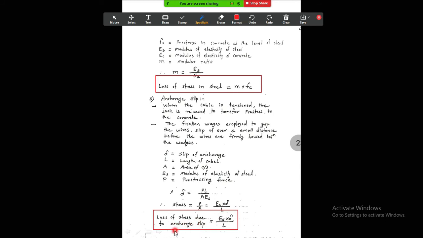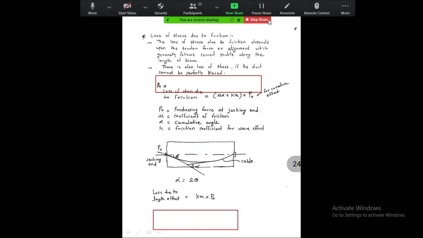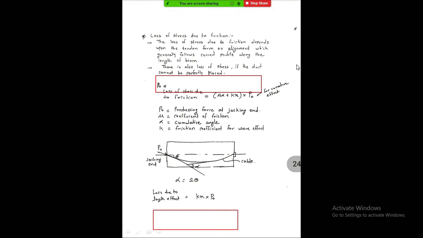So loss of stress due to anchorage slip is ES into delta divided by L. These terms are known to you, where delta is the slip of anchorage, L is the length of the cable, A is the area of cross section, ES is the modulus of elasticity of steel, and P is the prestressing force. So this is the formula for anchorage slip. Now this is the last loss.